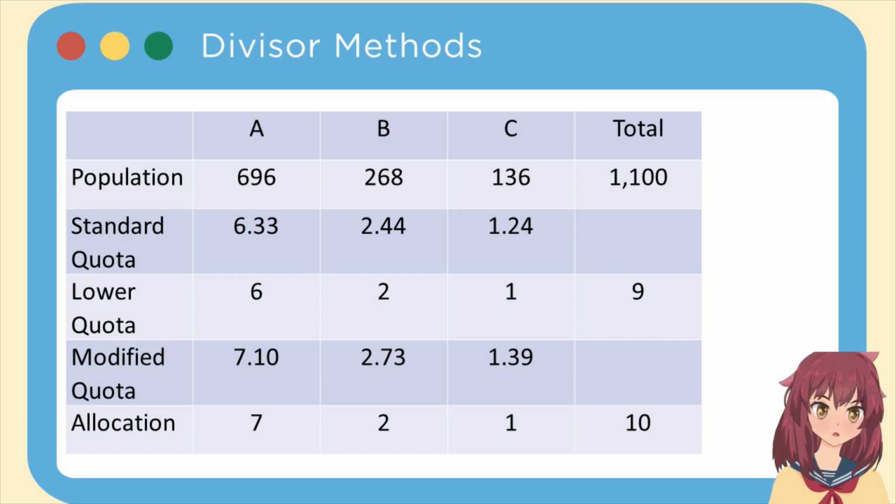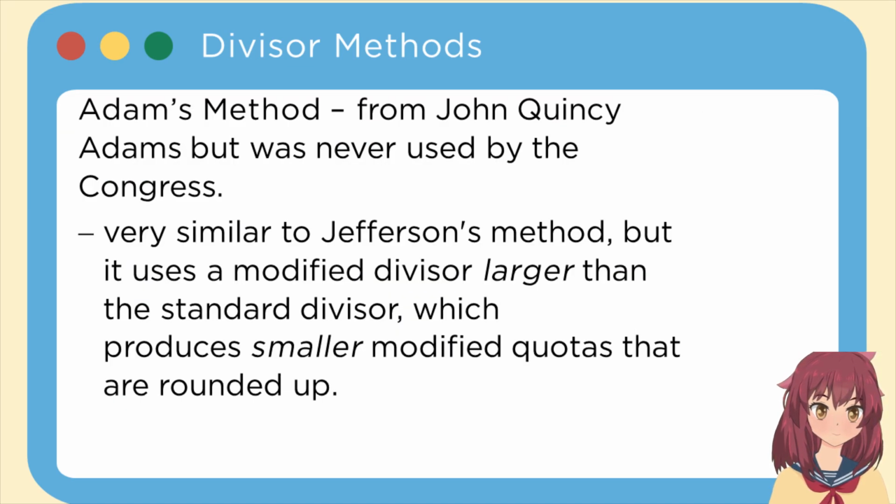The second divisor method is Adams' method. It is from John Quincy Adams but was never used by the Congress. It is very similar to Jefferson's method but uses a modified divisor larger than the standard divisor, which in turn produces smaller modified quotas that are rounded up.